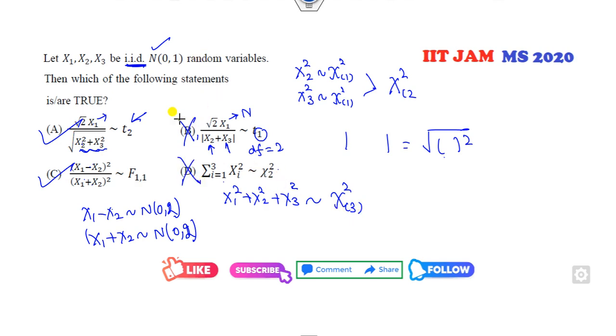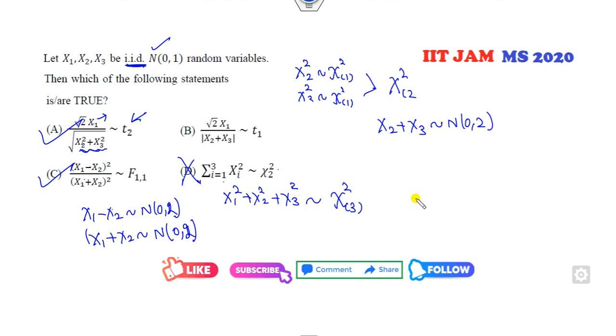Sorry, this option, it's not a square. It is not a square. It means what is my x2 plus x3? It follows the normal distribution. Then this square will follow the chi-square distribution 1, because it's a single quantity. If I call this y, then the square of this y will follow the chi-square degree 1. Yes, this is the right answer.